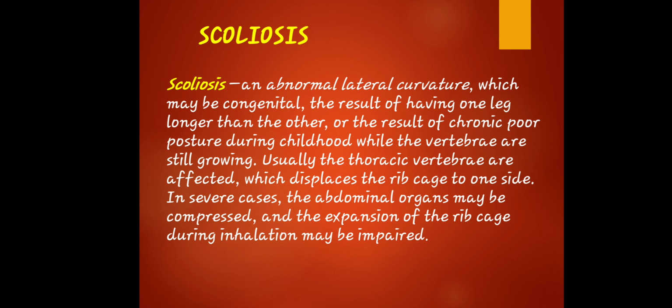Usually, the thoracic vertebrae are affected, which displaces the rib cage to one side. In severe cases, the abdominal organs may be compressed and the expansion of the rib cage during inhalation may be impaired. Meaning to say, scoliosis can occur in people with conditions such as cerebral palsy and muscular dystrophy. The cause of most childhood scoliosis is unknown. Most cases of scoliosis are mild, but some curves worsen as children grow.